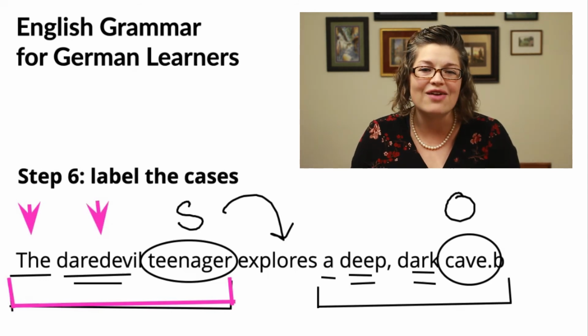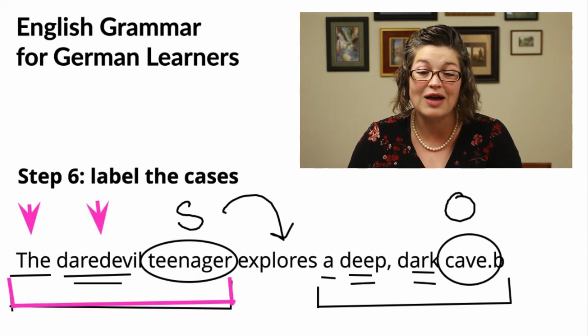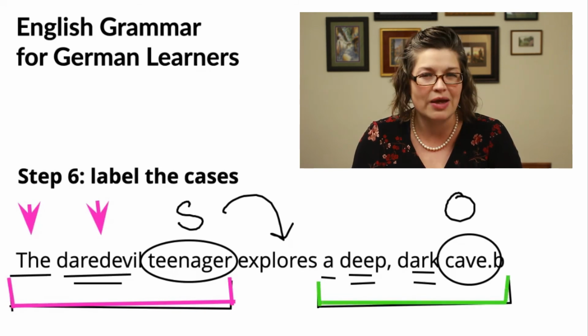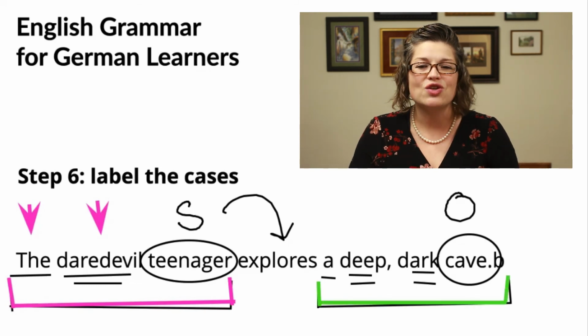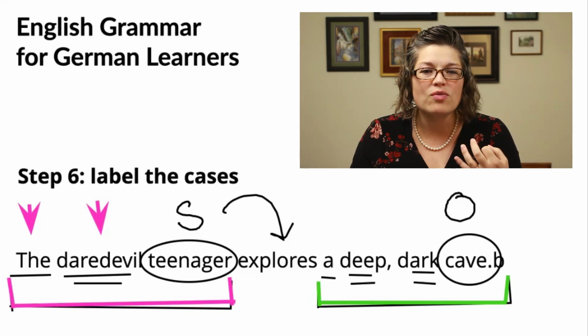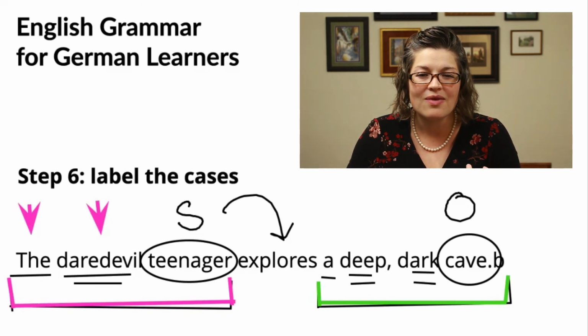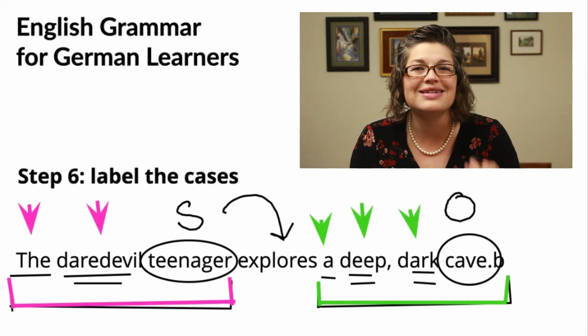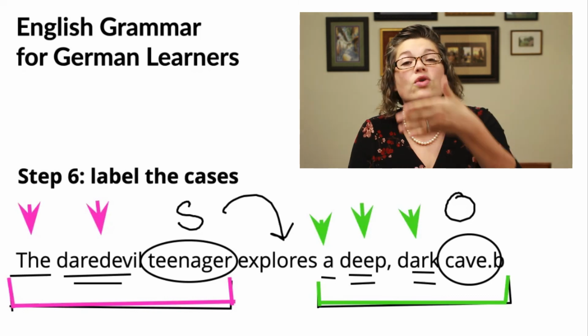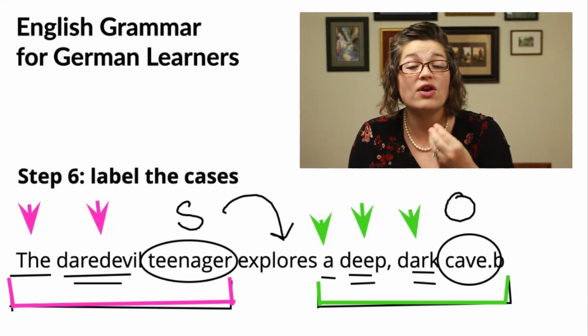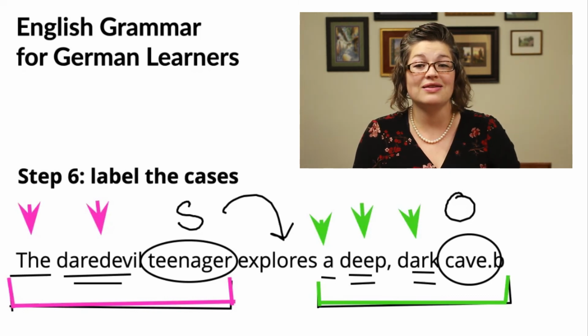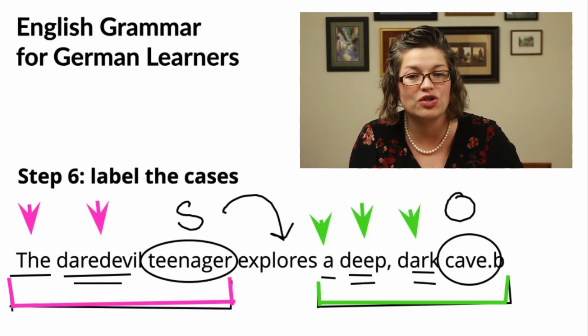So our subject noun teenager is in the nominative case, and that's going to be reflected in the precise changes that are made to the word the and daredevil coming in front of it. So now cave as an object noun is going to go into what in English is called the objective case. But again, you've possibly never learned this before because it wasn't very important in English, but in German it matters, okay? So same thing, now the determiner and the adjectives deep and dark are all going to take declensions that reflect this different role that cave is playing in the sentence, that it is an object noun.